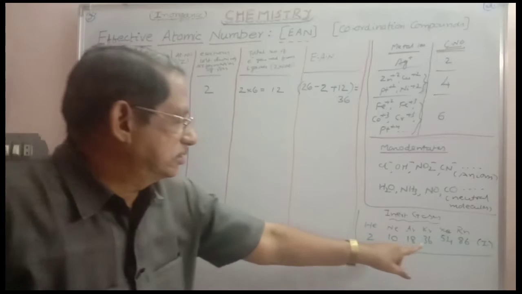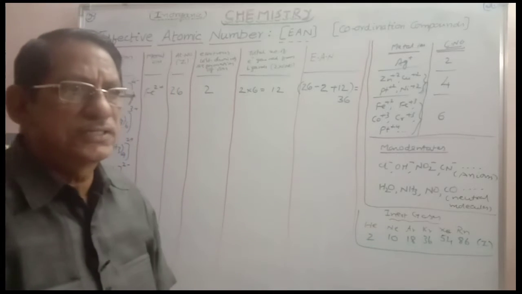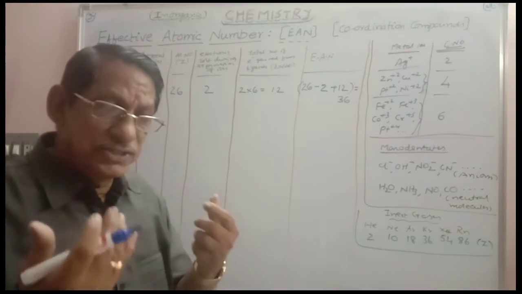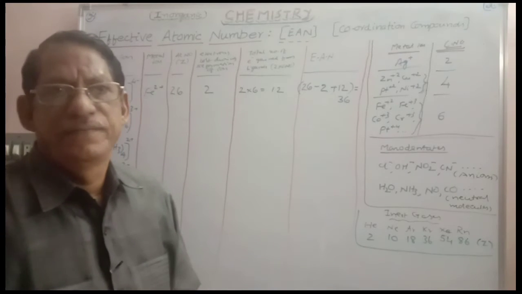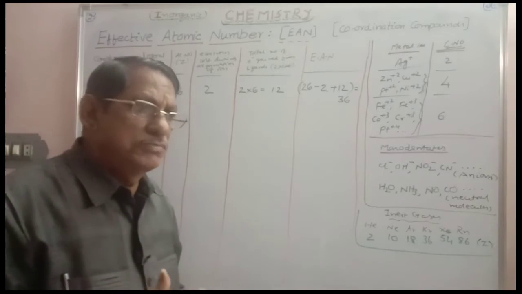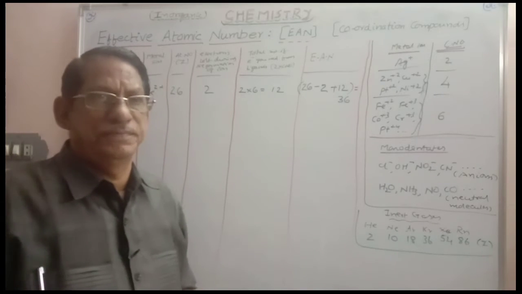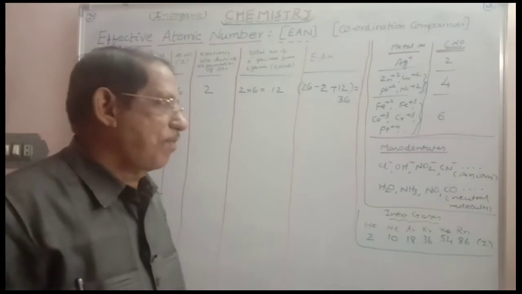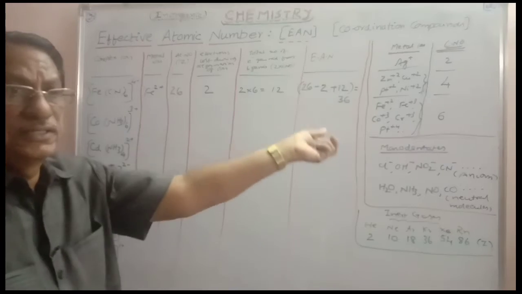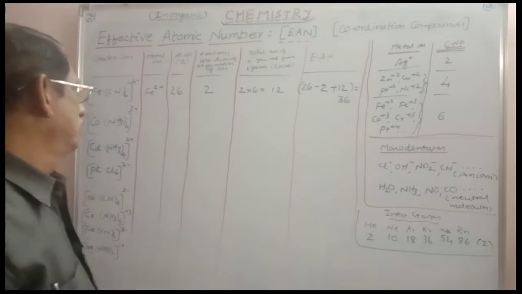And what is it? Krypton. So it is attaining krypton's configuration. So it is stable. And that is why, to attain the stability, it is gaining the electrons. And there is nothing wrong in it, because every system in nature tries to acquire stability, and here it has attained stability by gaining electrons from ligands, and that is what gives the stable complex ion. That is Sidgwick's concept, right?